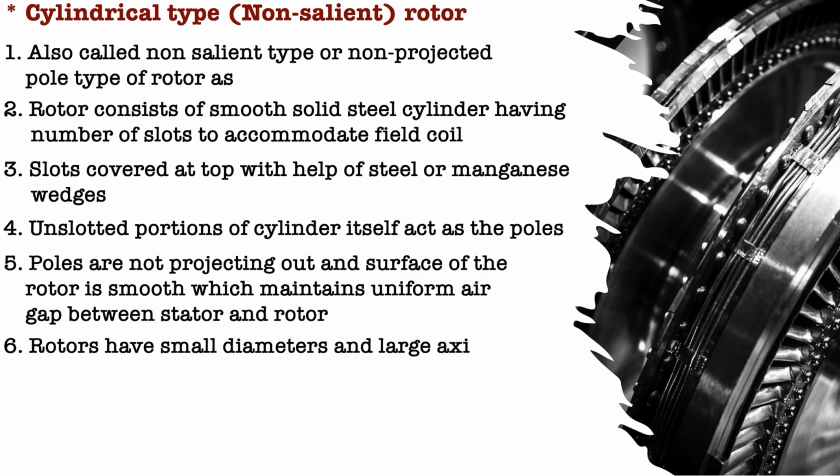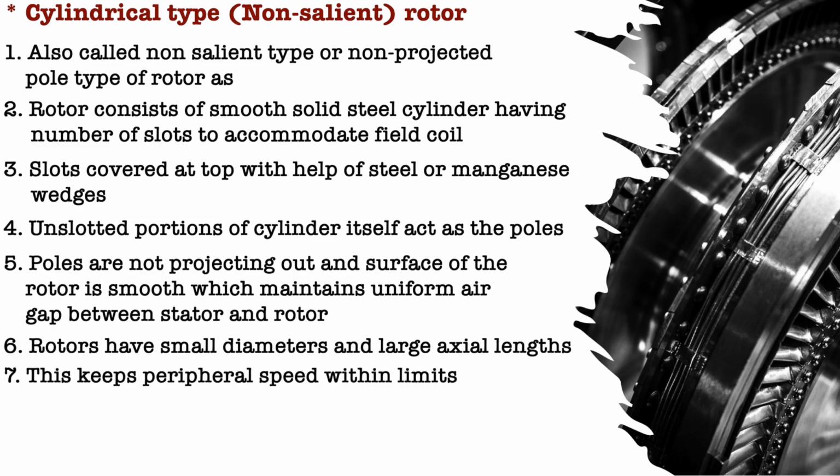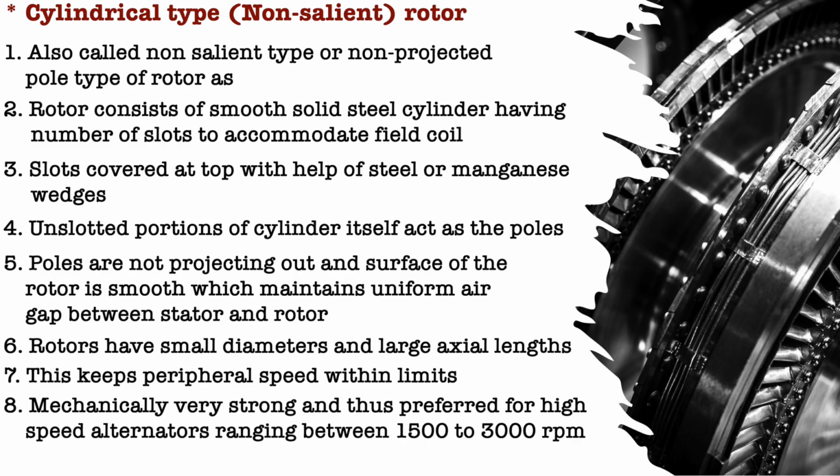The rotors have small diameters and large axial lengths here. So this is to keep the peripheral speed within the limit. The main advantage of this type is that these are mechanically very strong and hence they are preferred for high speed alternators ranging between 1500 to 3000 RPM. So you can see the difference between the two. Such high speed alternators are called turbo alternators. The prime movers used to drive such type of rotors are generally steam turbines, electric motors, etc.